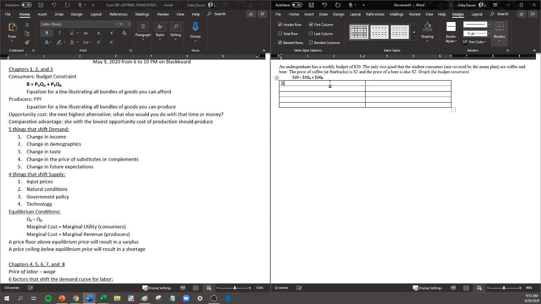Okay, I'm going to make this one beer. This one will be coffee. And we're just going to see combinations of these goods we can buy with our $20, given that they each cost $2. So I'll write that here, $2 for a beer and $2 for a coffee. And I always like to start with some zeros, because that way we can draw a line that intersects the axes.